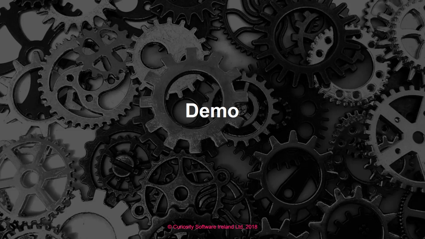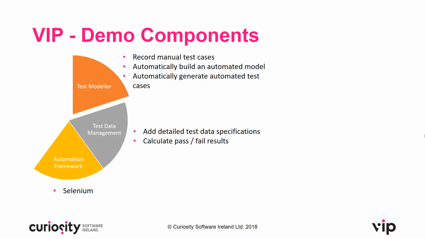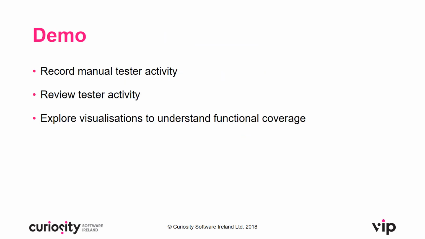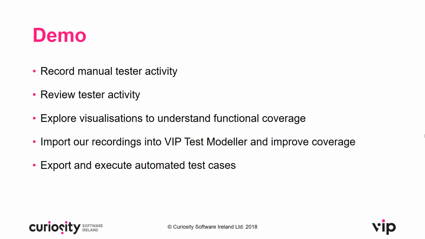So, onto the demo where we will record some manual tests, review the activity, and create some automated models for execution. There's a lot in the VIP framework. However, this demo will focus on 3 of the components: the modeler to record and automatically create automated models, the TDM engine to define data rules, and the automation framework where we'll be mapping our recordings for execution in Selenium. I've broken the demo up into 6 parts so you can skip through to the bits you're interested in.